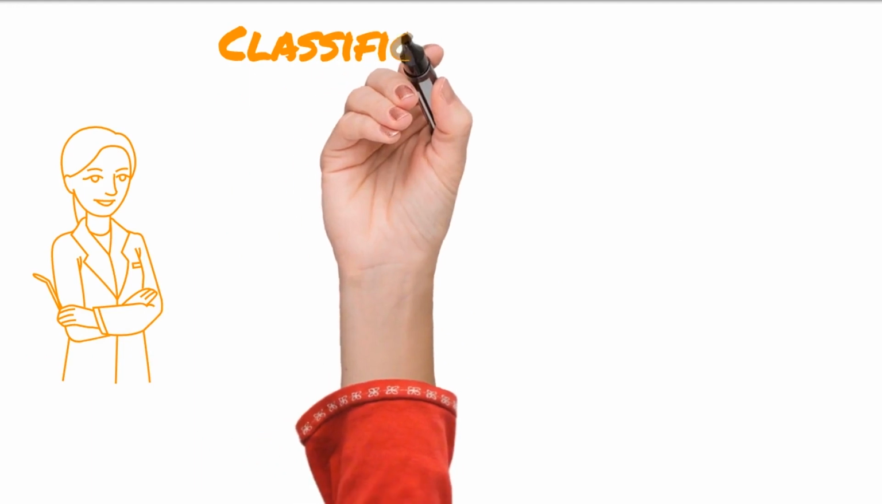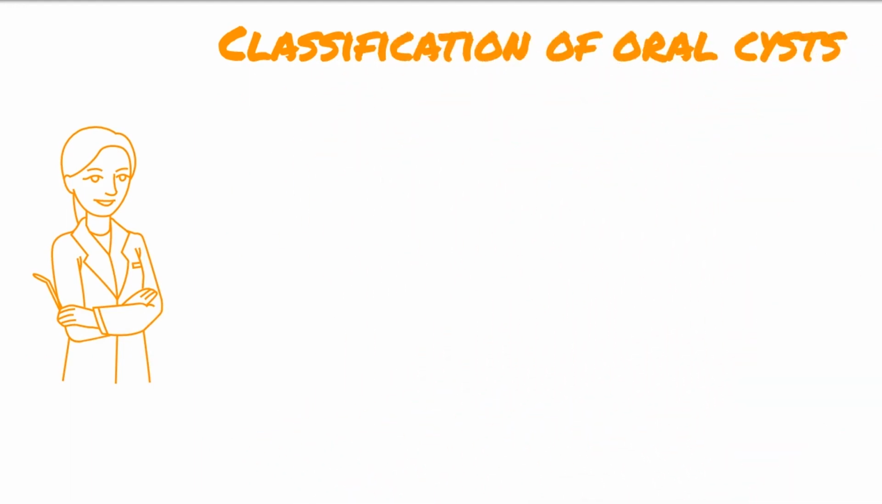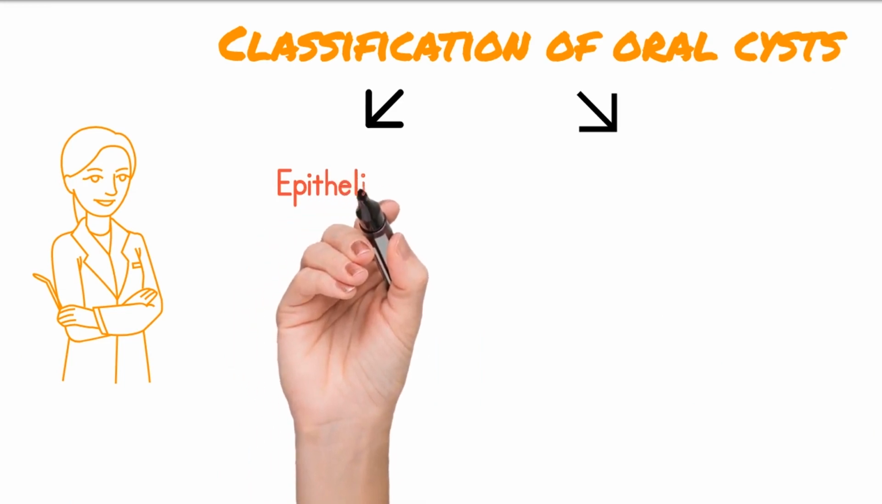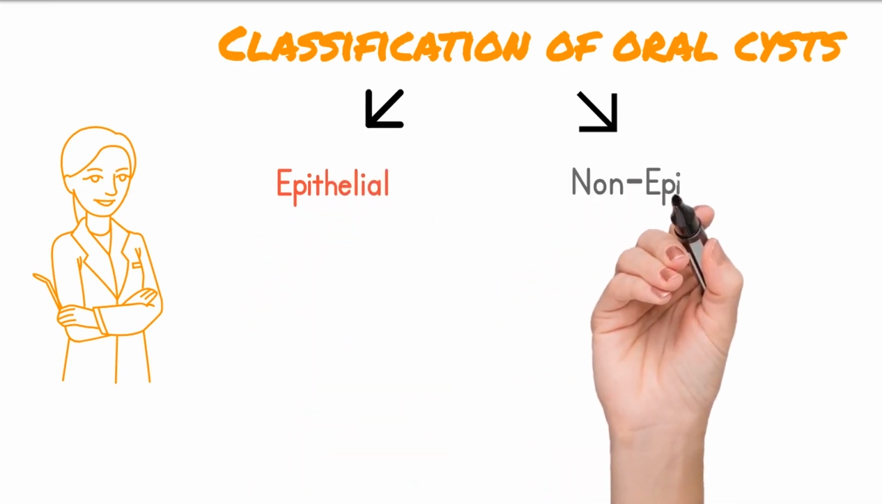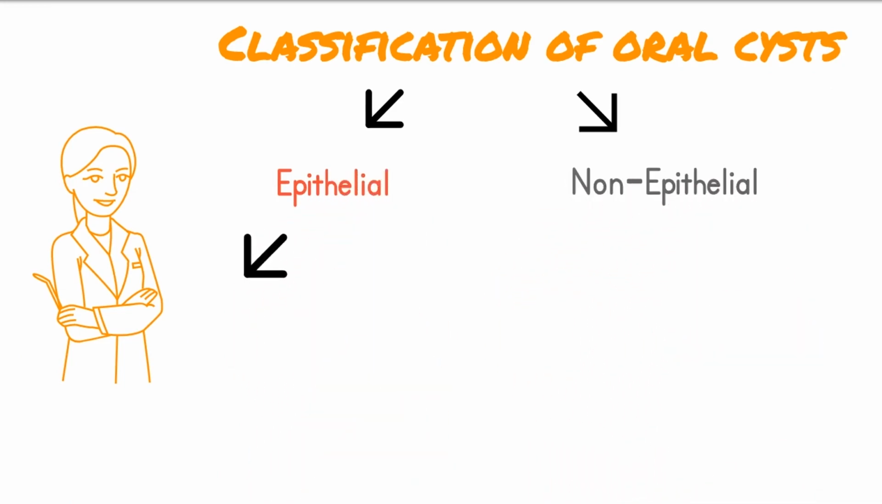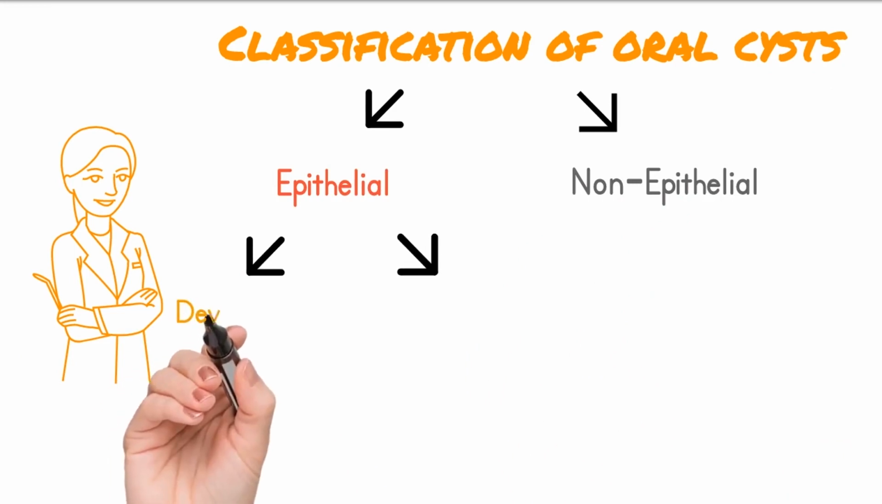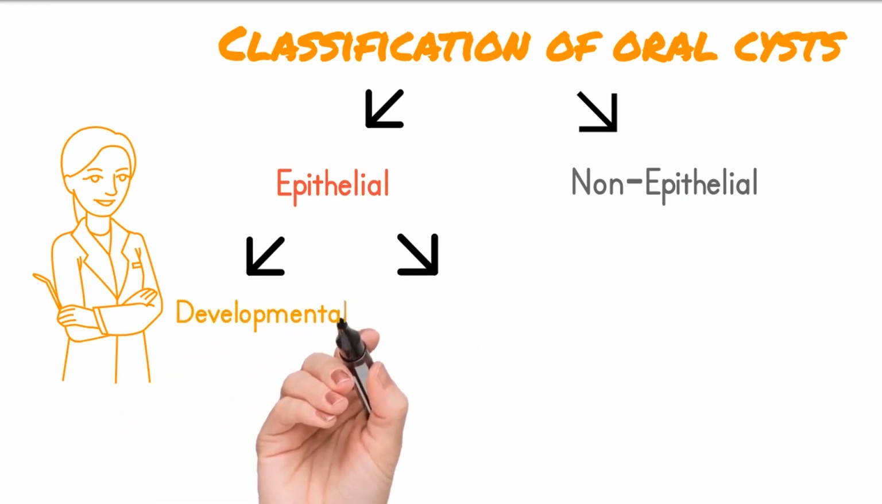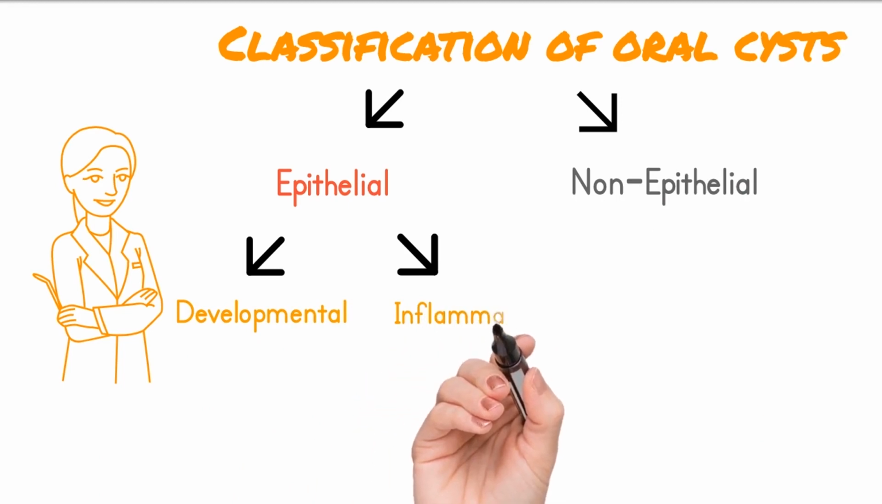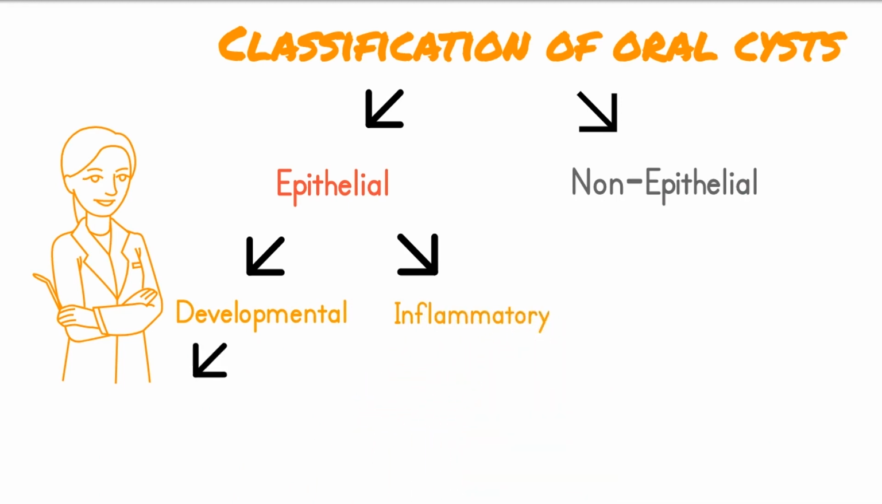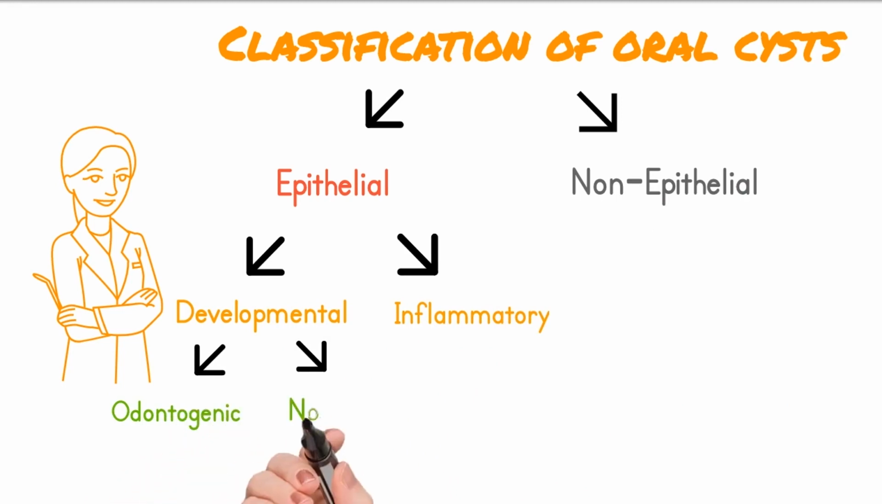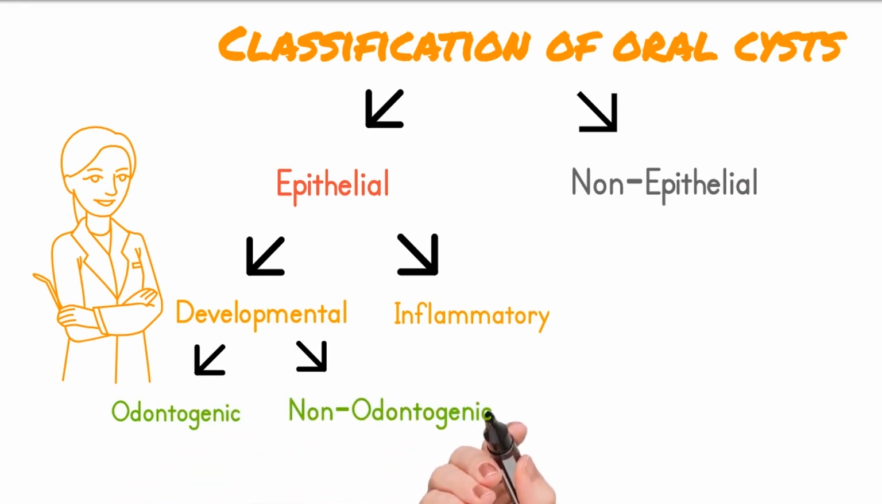Now the classification of oral cysts. Cysts of oral cavity can be broadly classified into two types of cysts: epithelial cysts and non-epithelial cysts. Epithelial cysts can be further classified into developmental cysts and inflammatory cysts. Developmental cysts are further classified into odontogenic cysts and non-odontogenic cysts.